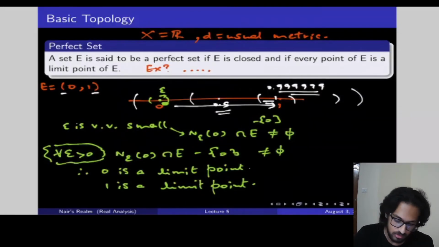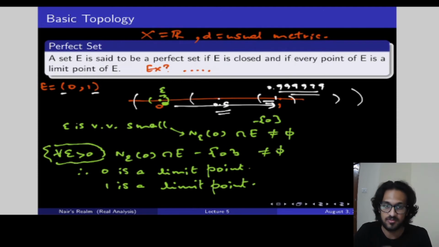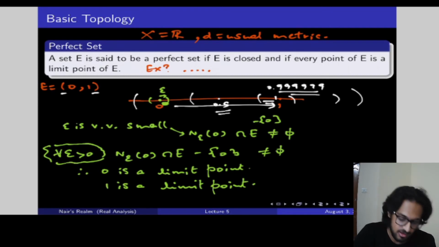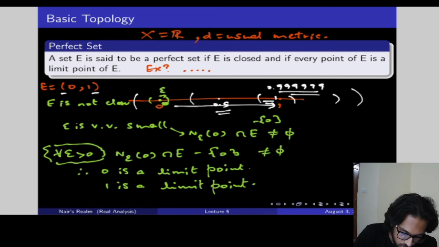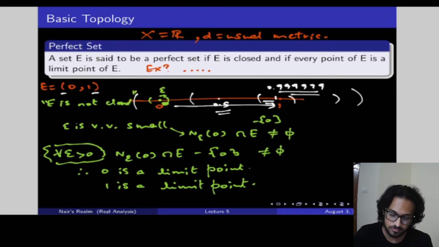So here we saw the open interval 0 to 1. So basically all elements between 0 and 1 are limit points, and all those elements lie in E. That's fine. But 0 and 1 are also limit points and they do not lie in E. Therefore, E is not closed. This we can conclude. Now, how do we conclude if E is open?